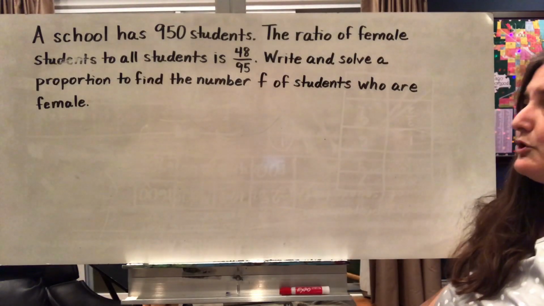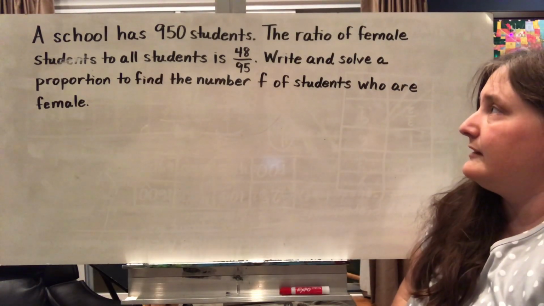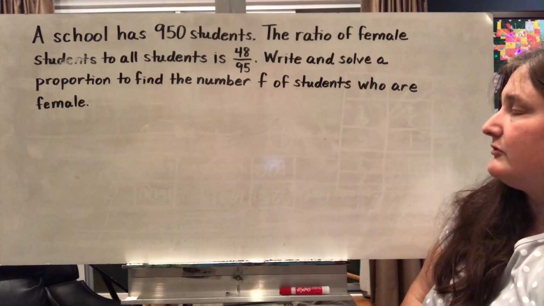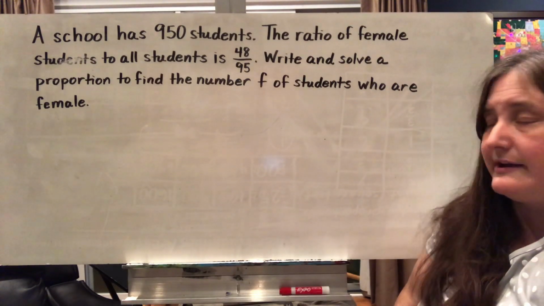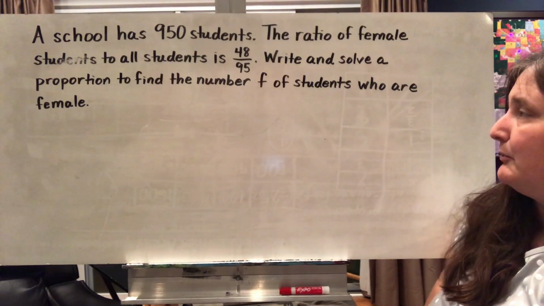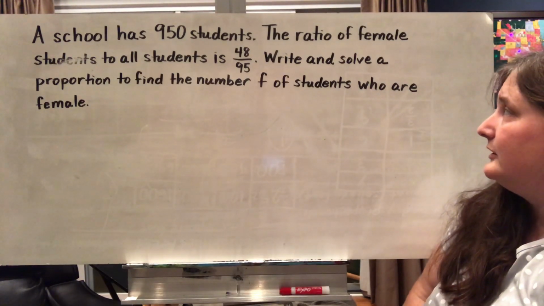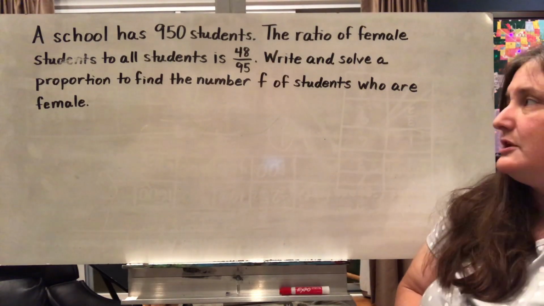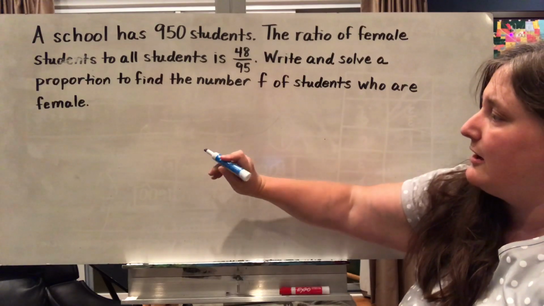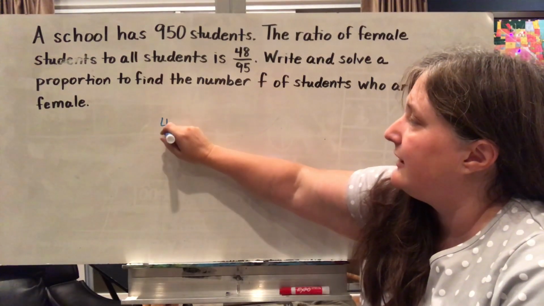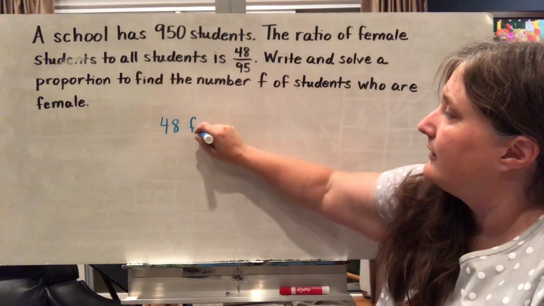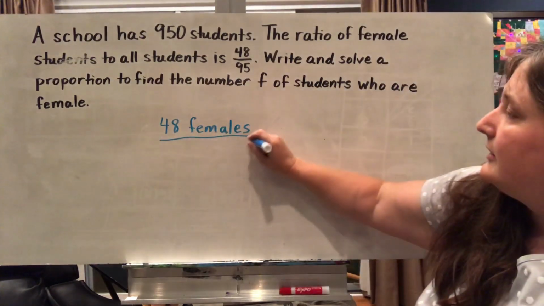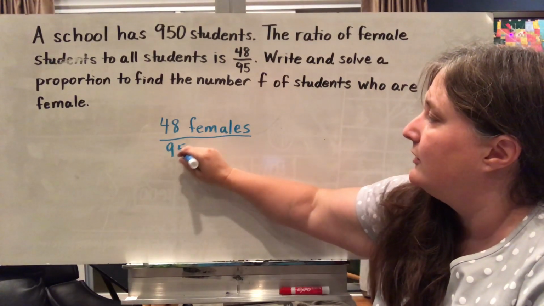So let's try to solve a word problem. Here it says a school has 950 students. The ratio of female students to all students is 48 to 95. Write and solve a proportion to find the number of students F who are female. All right, so we know that the number of females is the ratio 48 females to 95 in all, or 95 total.